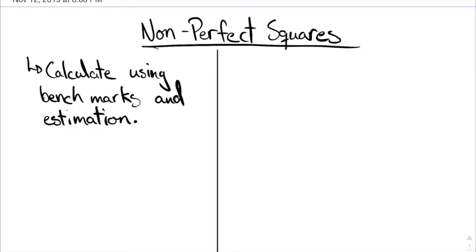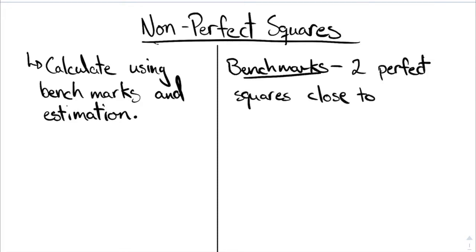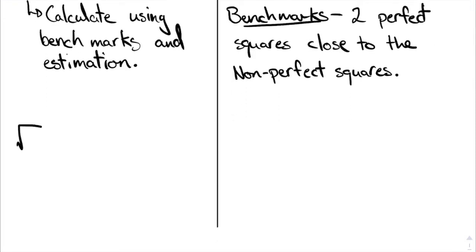Then just estimate. Now, a benchmark is where you take two perfect squares that are close to the non-perfect square that you are working with. One of those perfect squares being larger, and the other perfect square being smaller than it. But it's the next two closest ones. So let's look at the example, the square root of 60.